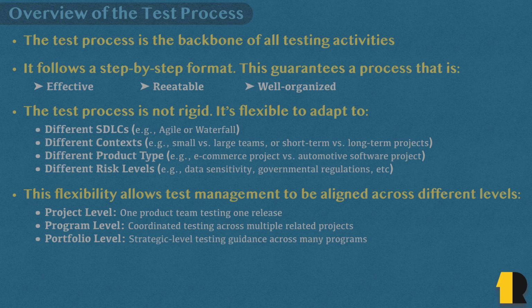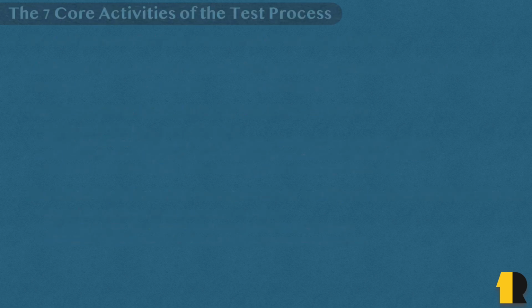Speaking of tracking metrics and making decisions, do you still remember to which test activity they belong? Yes? Excellent. They belong to test monitoring and control. And to be more specific, tracking metrics is a test monitoring activity, and making decisions is a test control activity. So why not take a very quick revision on these 7 core activities of the test process?